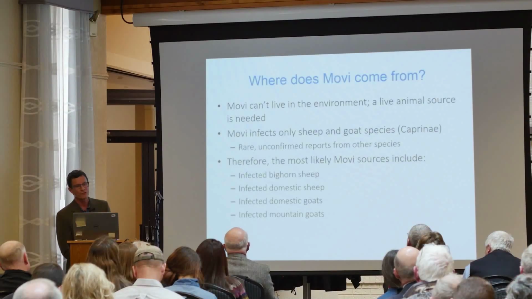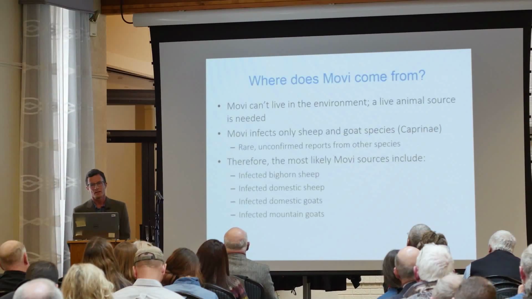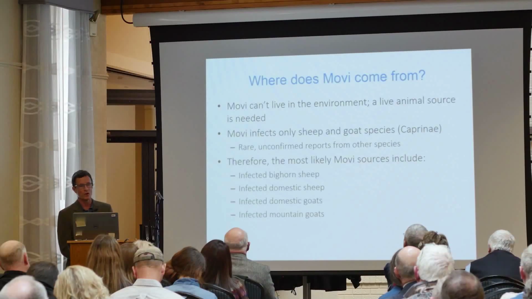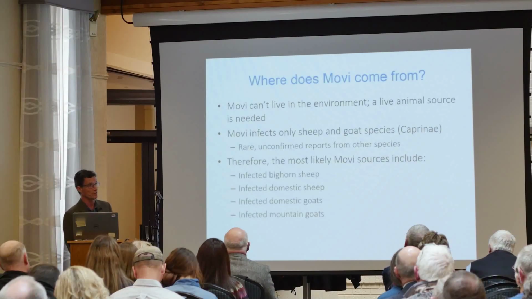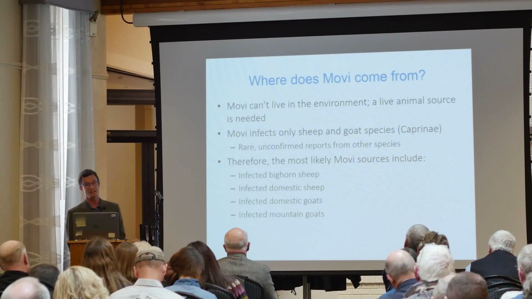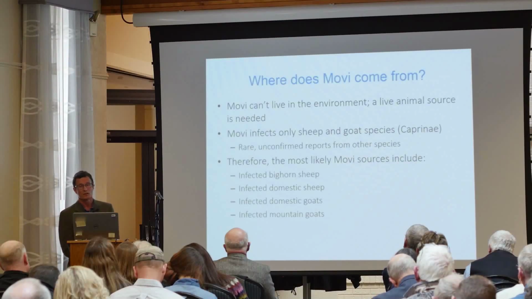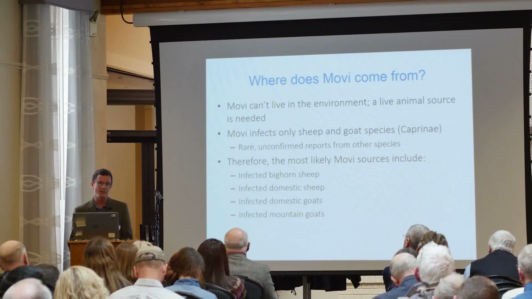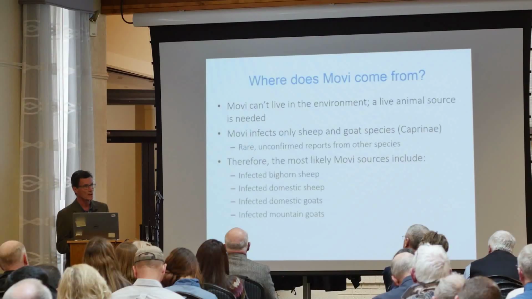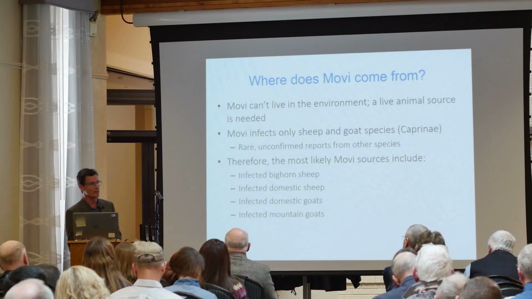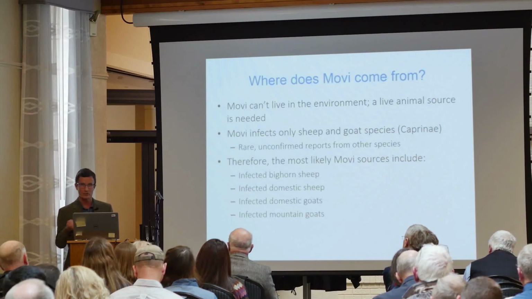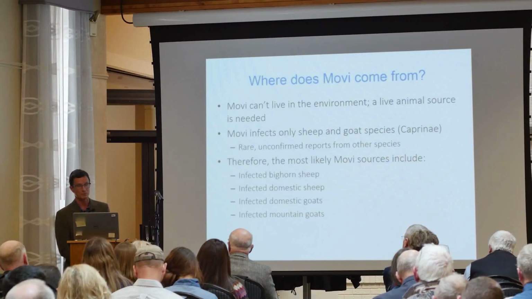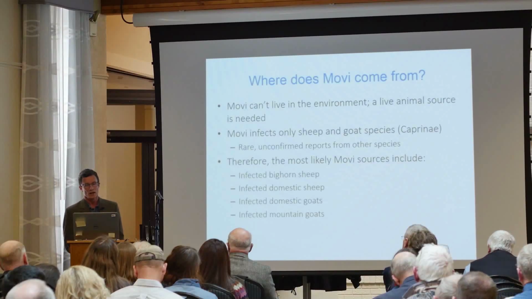Where does MOV come from? There are some things about mycoplasma pneumonia and other respiratory mycoplasmas that make this potentially an easier question to answer. MOV is not thought to be able to live in the environment more than a few minutes. So you pretty much have to have a live animal source to be able to transmit the pathogen to a susceptible animal. And as Dr.